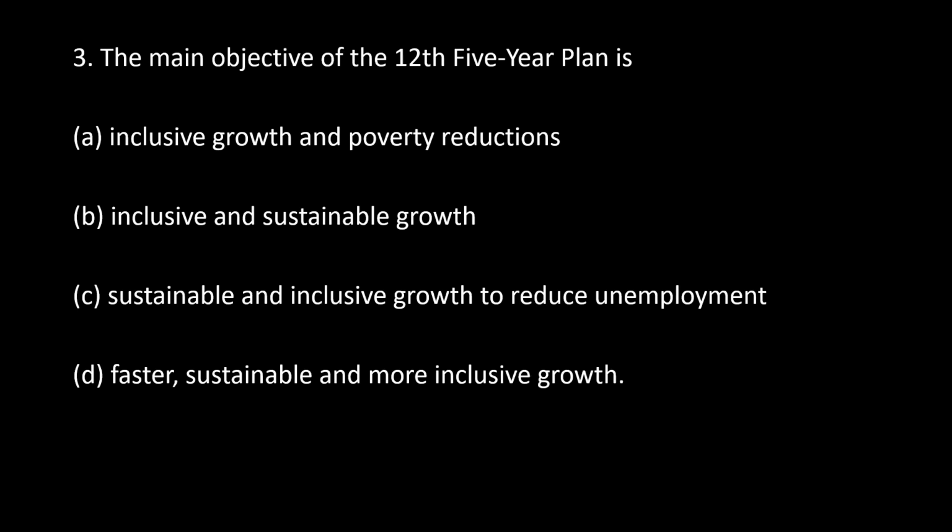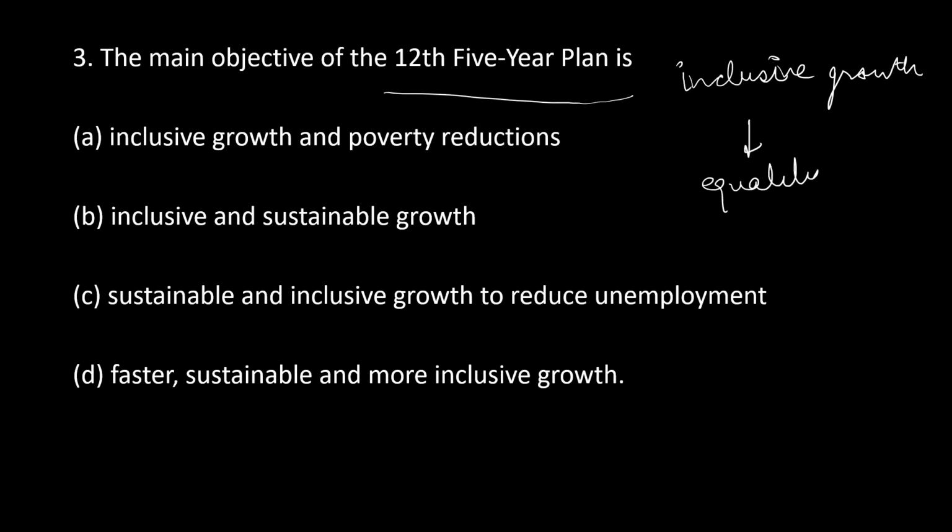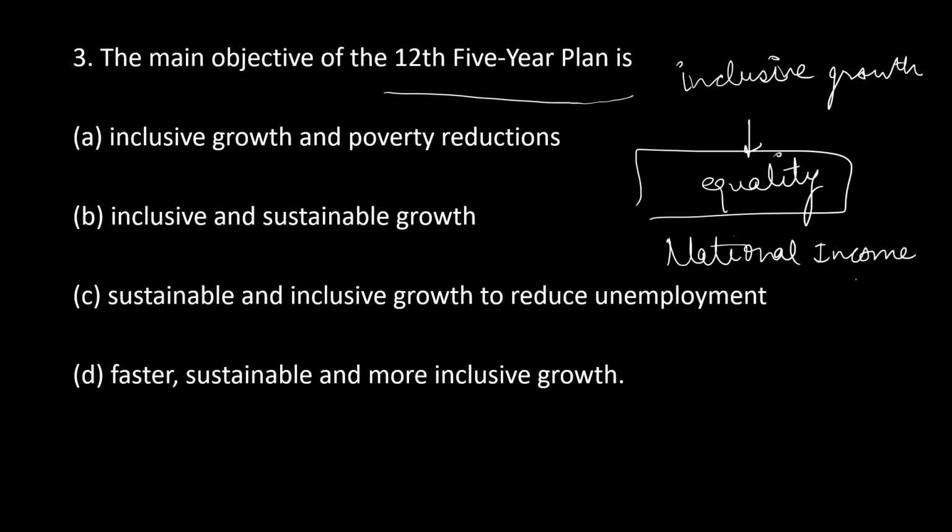Next is, the main objective of the 12th 5-year plan is. So the main aim of this plan is inclusive growth. Inclusive growth would lead to equality in the country, so that equal distribution of the national income would take place. So it is mainly for the equality in the country.